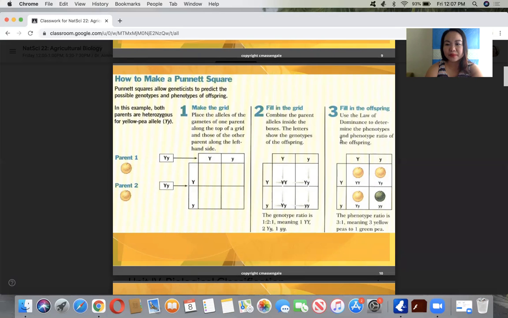Using the law of dominance to determine the phenotypes and the phenotype ratio of the offspring, you have here the phenotype ratio is 3:1, meaning there are 3 yellow peas to 1 green pea. The capital Y stands for the yellow pea, the small y stands for the green pea. Because the capital Y is more dominant, it will color yellow, while there is only one green pea.